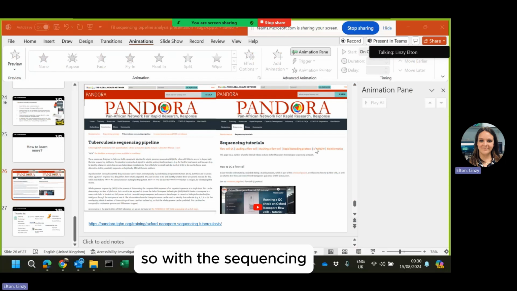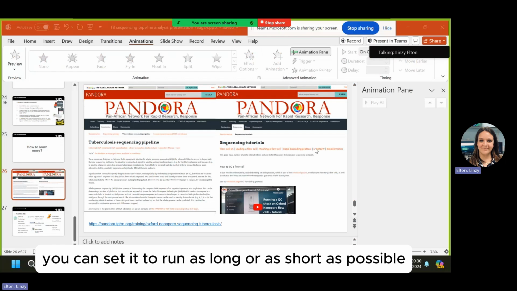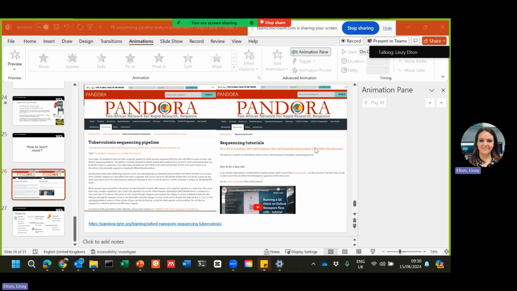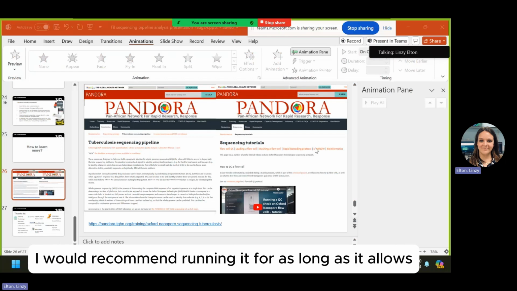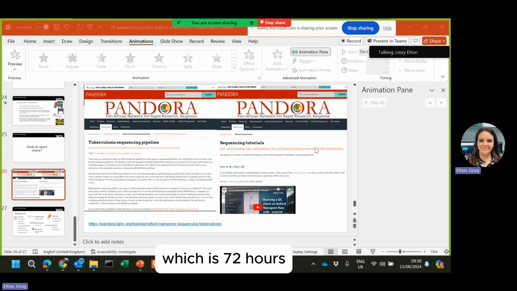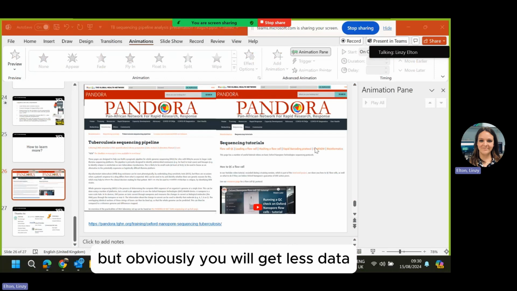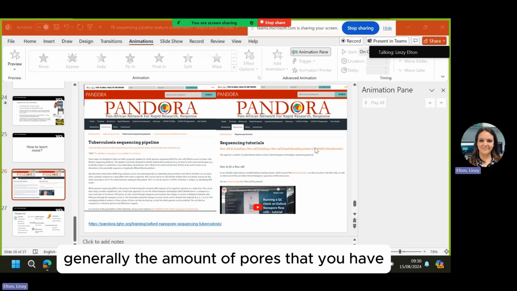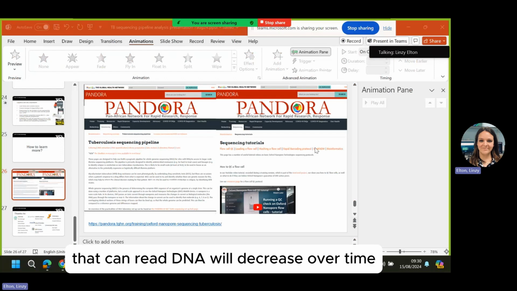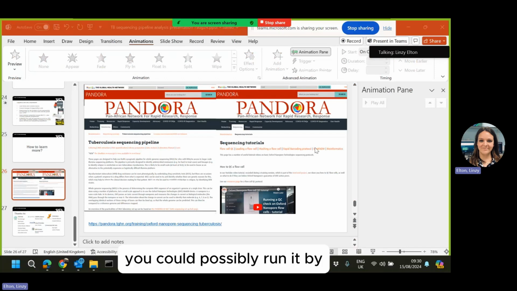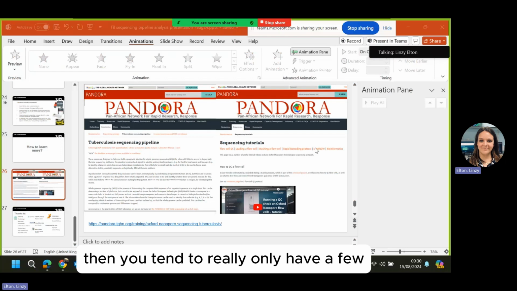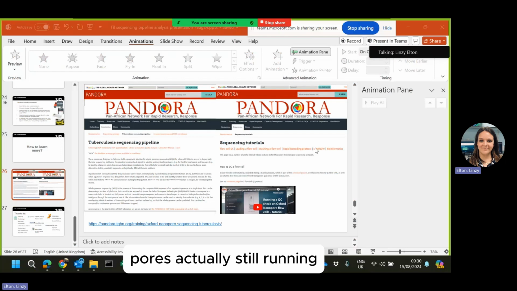With the sequencing, you can set it to run as long or as short as you like. With whole genome sequencing, to get as much information as you can, I would recommend running it for as long as it allows, which is 72 hours. You can run it for shorter, but obviously you will get less data. Generally, the number of pores that can read DNA will decrease over time. 72 hours is the maximum amount of time you could possibly run it. By then, you tend to really only have a few pores actually still running.